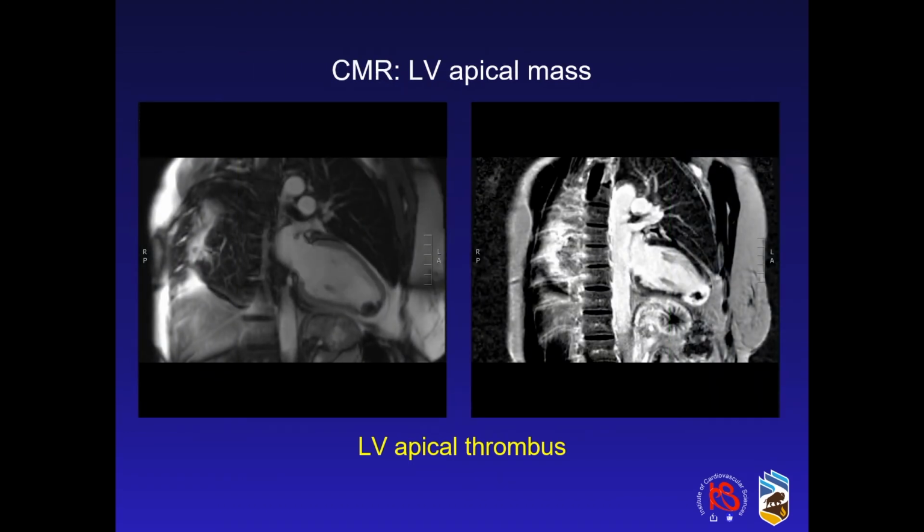This is a cardiac MRI of a patient with an LV apical thrombus, and when one looks at the gadolinium-enhanced images on the right, one can clearly identify that the mass does not enhance, which is in keeping with thrombus.